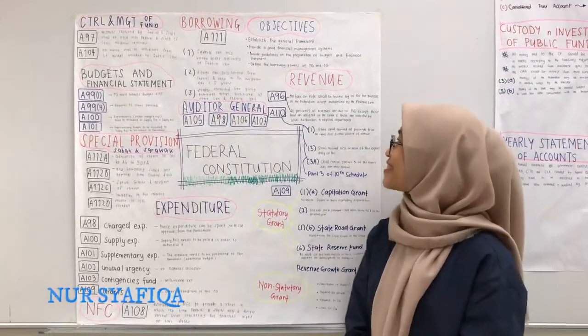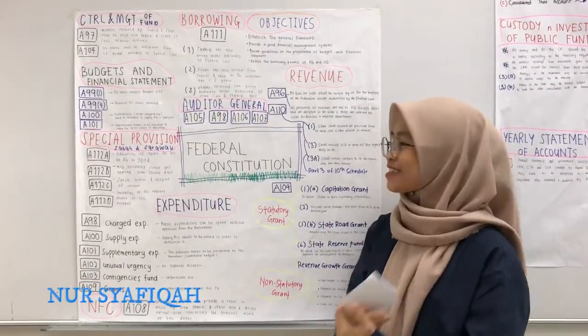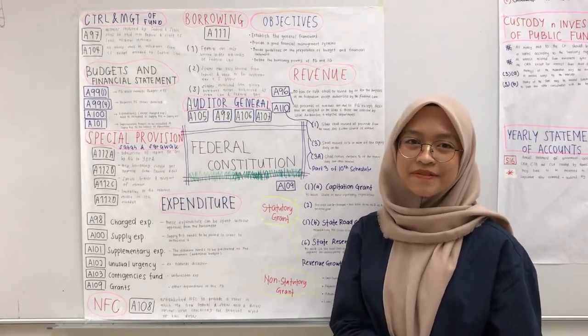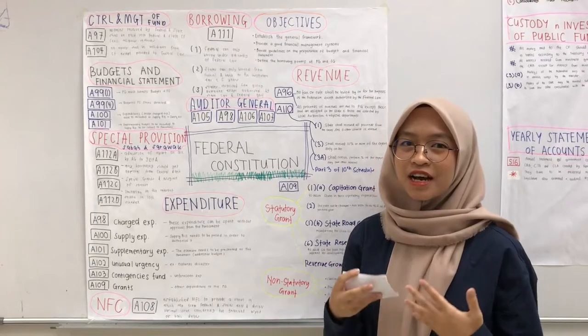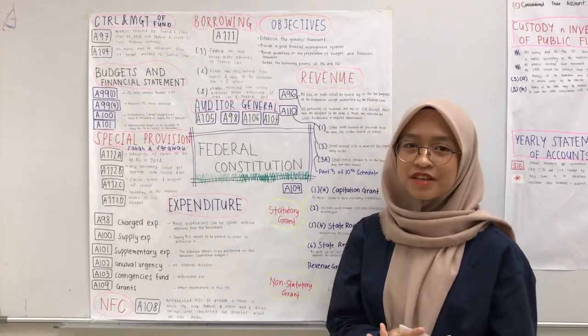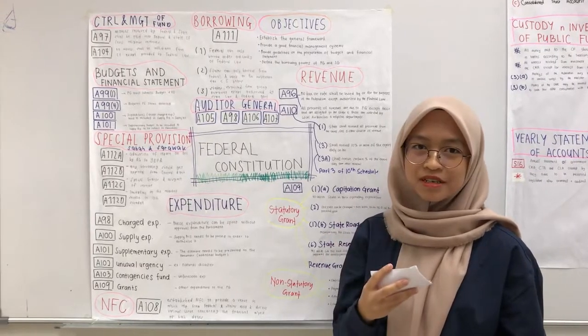Next, I will explain about the revenue in the Federal Constitution. Basically, the federal government and state government have their own sources of revenue. Generally, the revenue of the federal government is larger as compared to the state government.